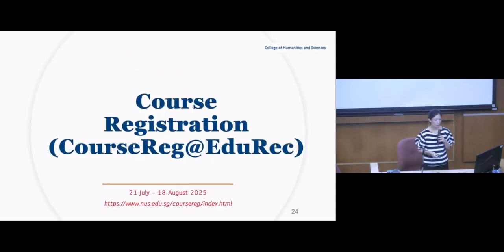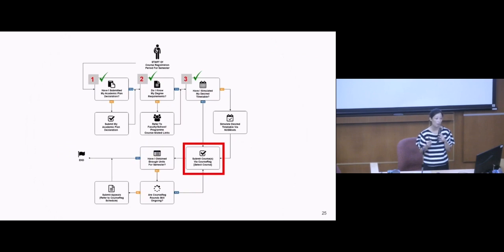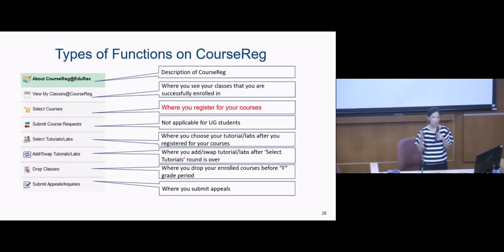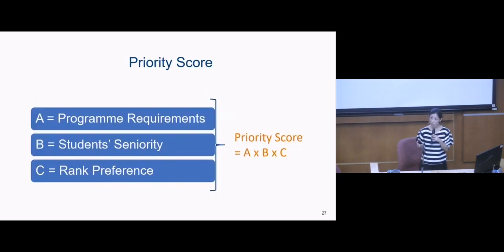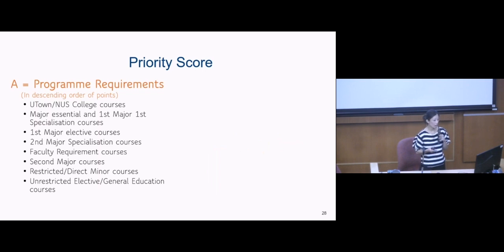Now, the course registration. I've talked about the academic plan declaration, so please take this time to know your degree requirements. I've also talked about simulating your timetable. So now we are looking at course registration. When you go on the CourseReg website, there are different types of functions. I will speak briefly about all of it, beginning with selecting courses. There's a priority score when you select your courses, and this is based on program requirements, student seniority, and rank preference.